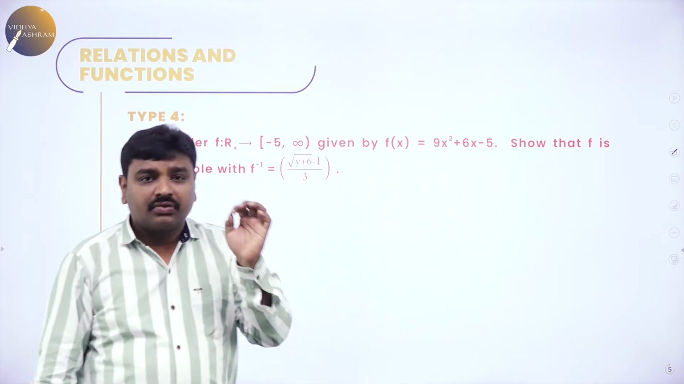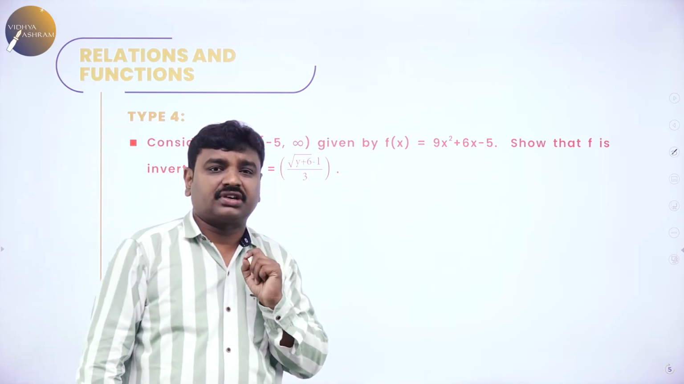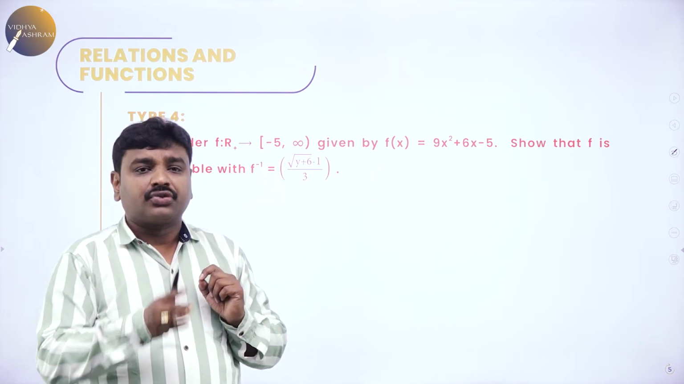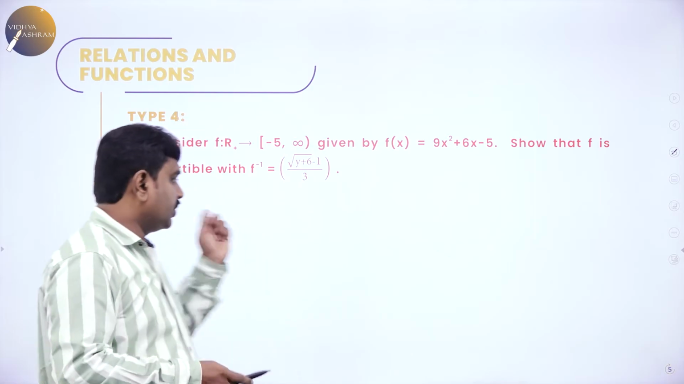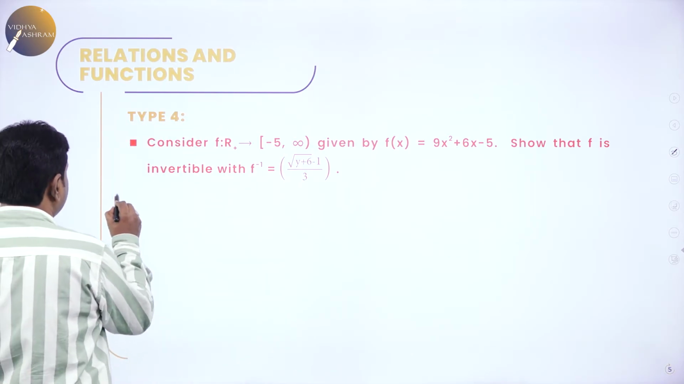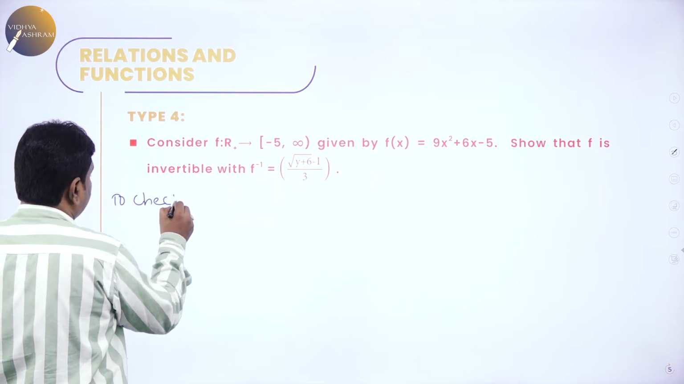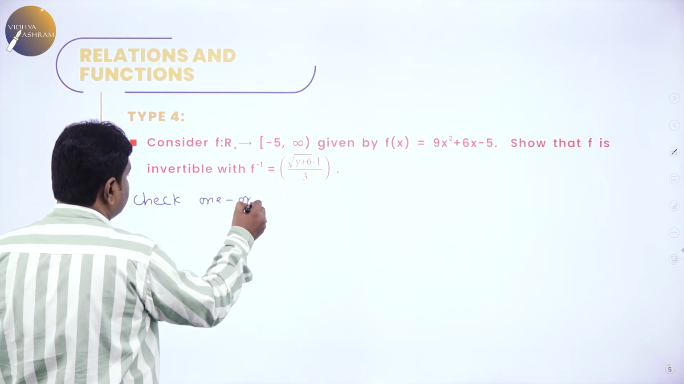So here, when proving this, students will make mistakes. So simply they will cancel. No. Mathematically it should be correct. So now let me solve this. First step, to check one-one. Now to check one-one, I'll explain each step in detail.